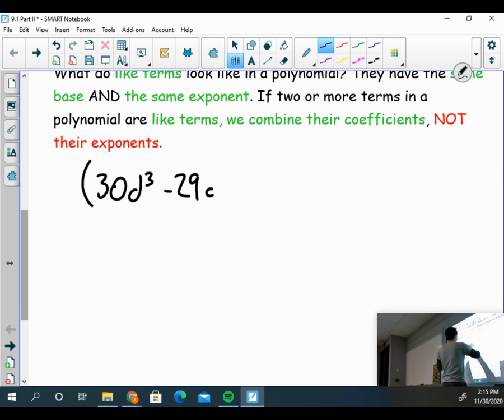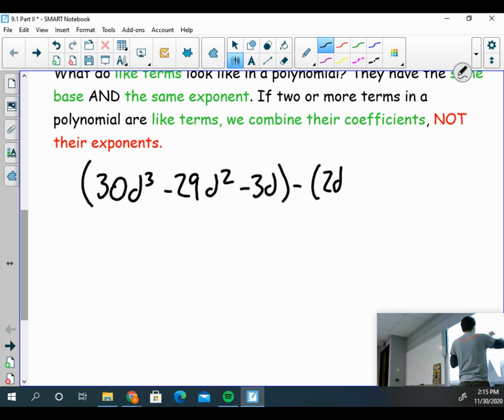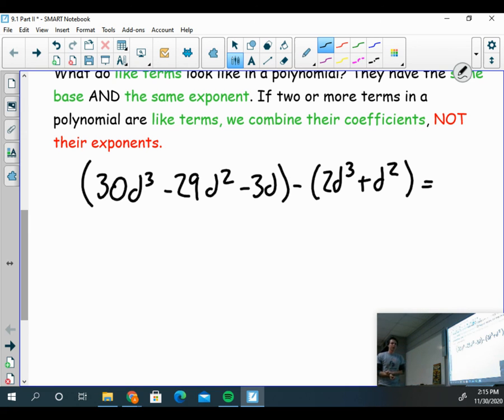30d cubed minus 29d squared minus 3d minus 2d cubed plus d squared. Let's try and simplify it. Pause the video, see if you can figure this one out.